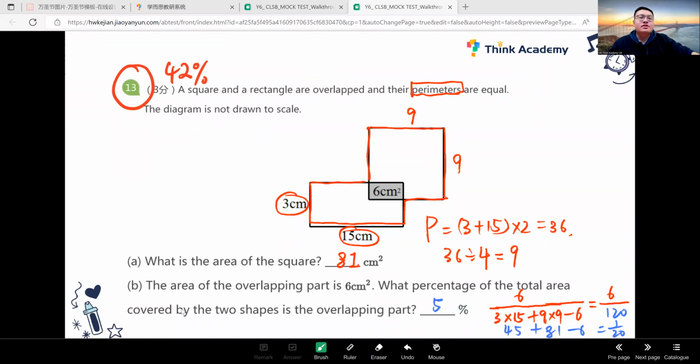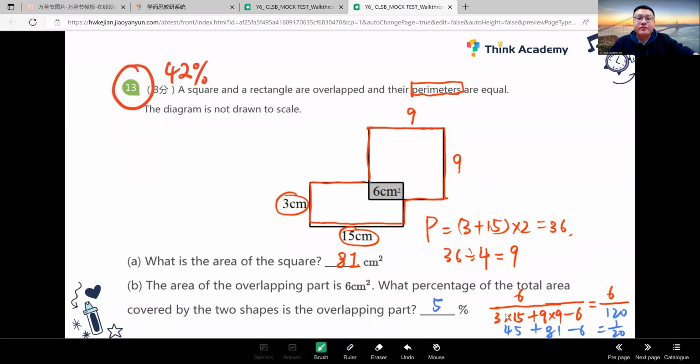Oh, you see, you have to read the question really carefully. It says the percentage of the total area covered by the two shapes. So if you don't take away the 6, and you add 45 and 81 together, you will double count this place. You will double count the shaded part. So that's why you have to take away 6.